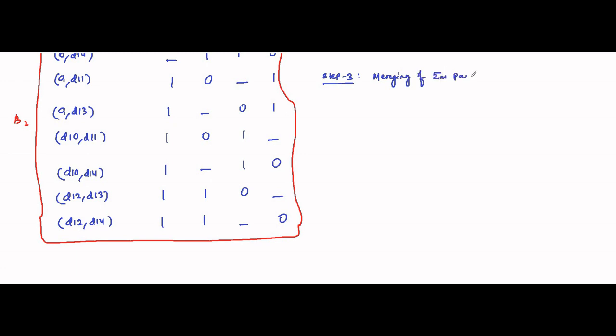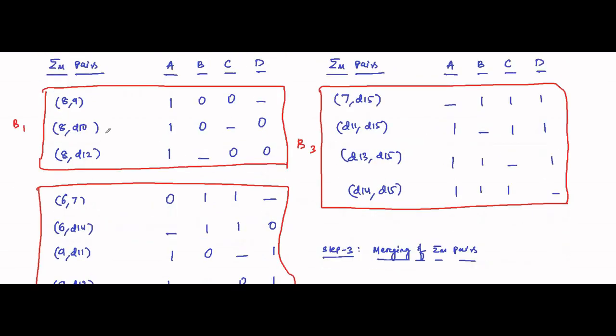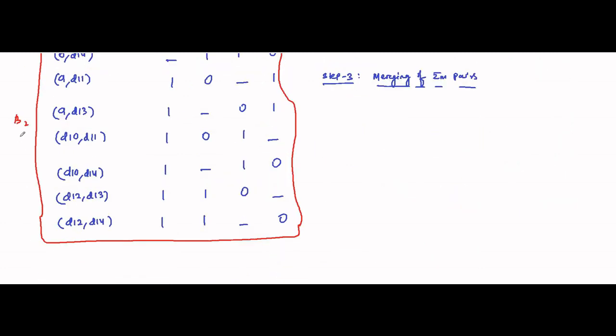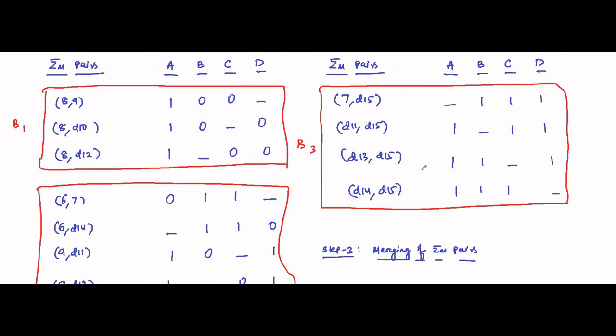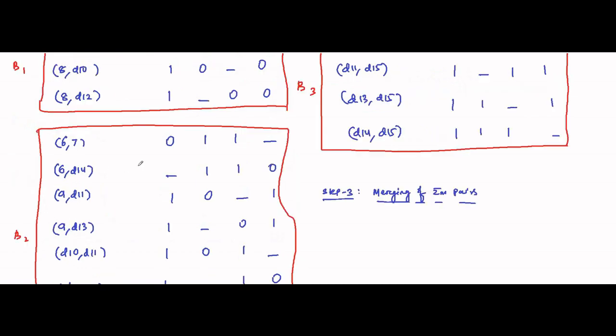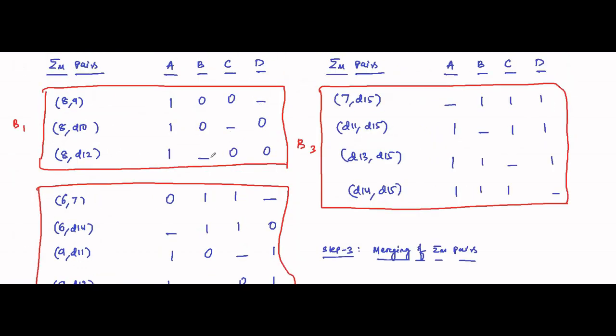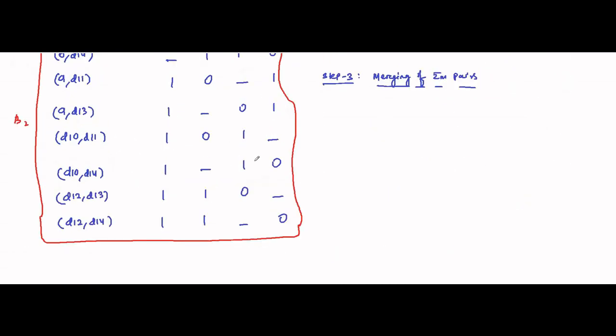So here, the minterm pairs of the three groups that we have formed are compared with the adjacent groups. The minterm pairs of B1 are compared with the minterm pairs of B2. The minterm pairs of B2 are compared with the minterm pairs of B3. Using the trick that I have told you, always start with the group which has the minimum number of minterm pairs. And each minterm pair, you only have to compare with those minterm pairs of the adjacent group where there is a blank space at identical positions.